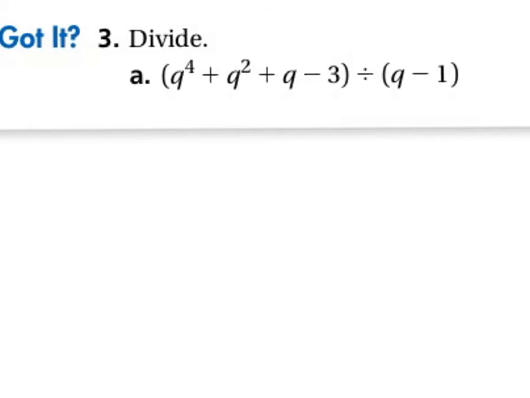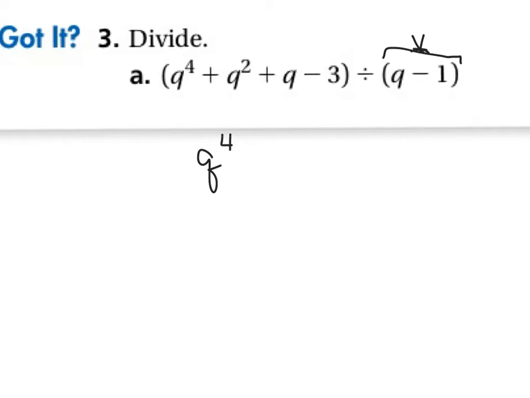So first of all, notice we're dividing by a binomial. If it was just dividing by a monomial, like dividing by q, then we would just divide each term by that, and then we'd be done. As it is, dividing by a binomial, we're going to need to do long division.